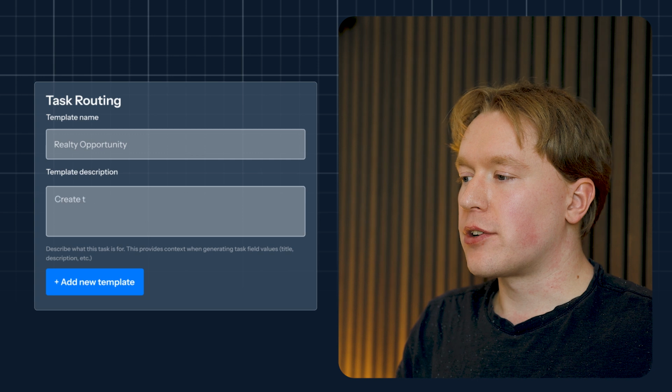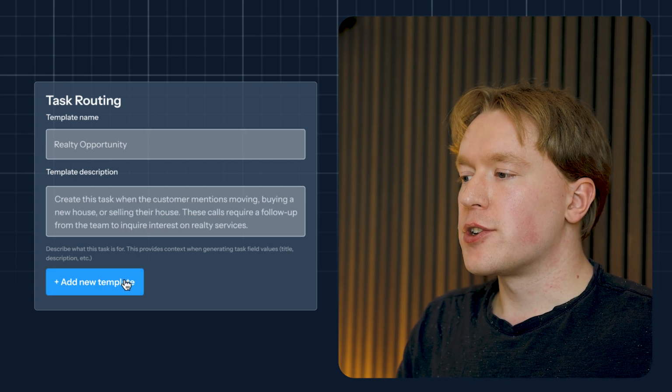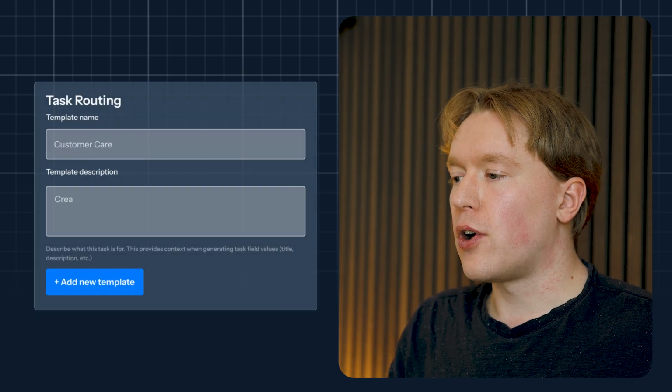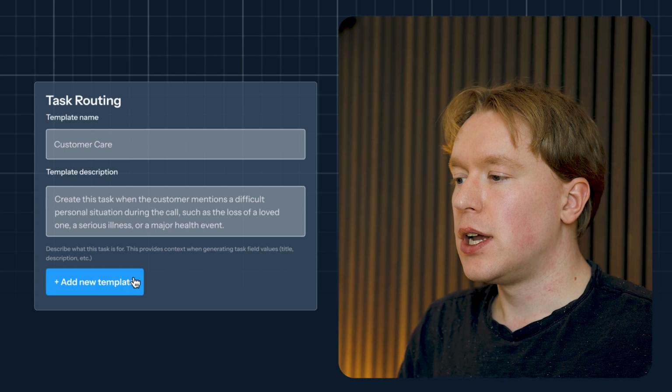Another powerful thing about tasks is that it's not just for identifying unbooked leads. You can also use it to find upsell opportunities or chances to go above and beyond for your customers. For example, you can set up an automation that creates a task when a customer mentions moving in or buying a new house, so your sales team can follow up about realty services. Or you could create one that flags calls where a customer mentioned a difficult personal situation, like losing a loved one, so someone from your team can reach out and show that you care.